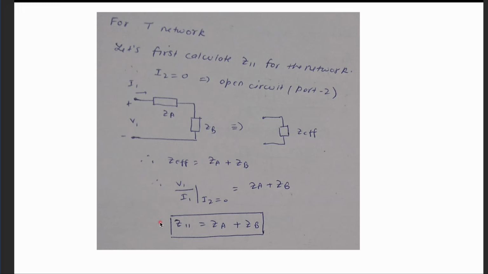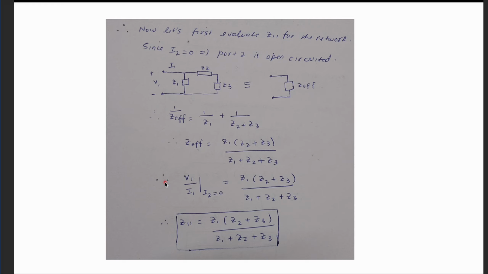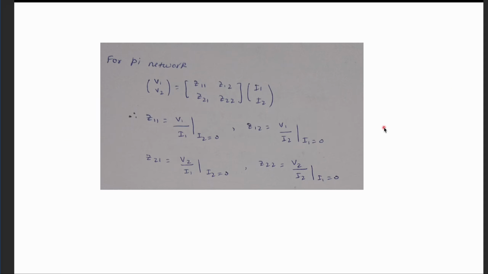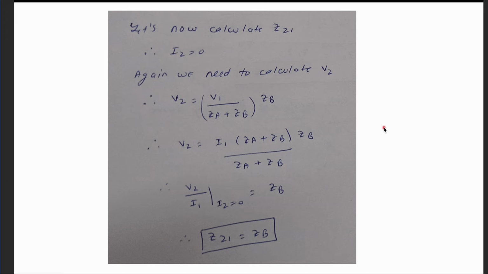Again, in order to calculate the value of Z21, what do you need? You need the voltage V2. So you need to tell what is the voltage V2 given that I2 is 0. Basically, what is the voltage drop across this ZB? Now you know the current that is flowing. The current will be V1 upon ZA plus ZB. Now what is the voltage drop across ZB? That will be I times ZB. So I is V1 upon ZA plus ZB, and if you multiply it by ZB, that will be the voltage drop V2. The same concept which we used, right?